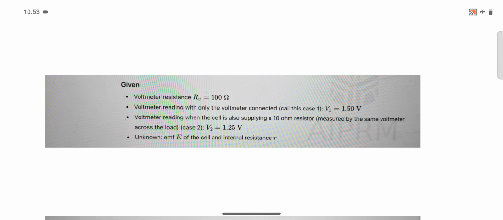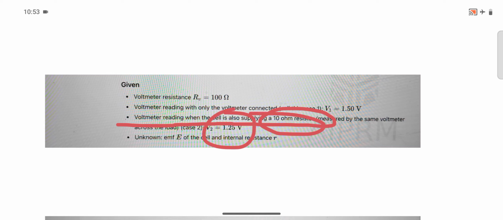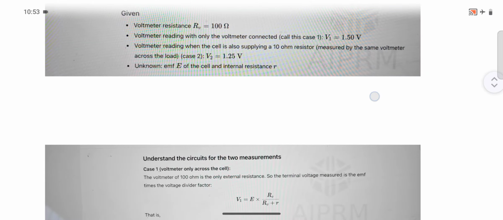In the first condition, voltmeter resistance is 100 ohm, and the voltmeter reading with only the voltmeter connected, that is V1, is 1.5. Next, the voltmeter reading when the cell is also supplying a 10 ohm resistance is 1.25. We have to calculate the EMF of the cell and the internal resistance.